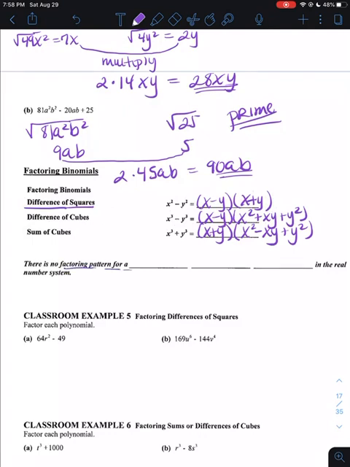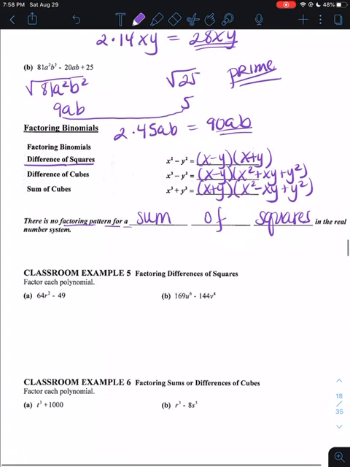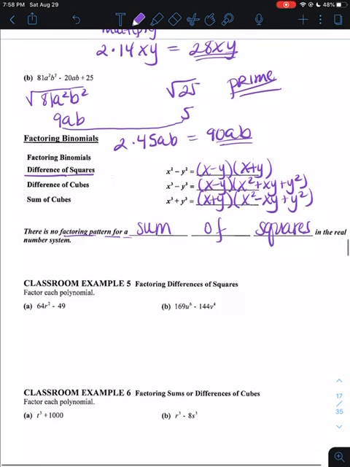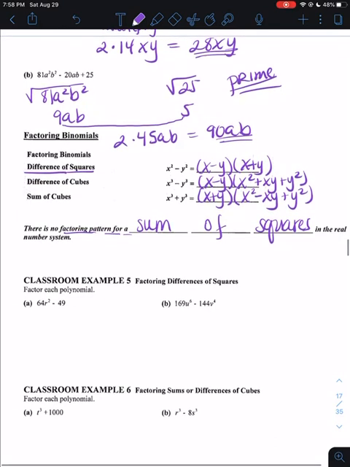There is no factoring pattern for a sum of squares. There's a factoring for difference of squares, but not sum of squares. So we're going to do example 5, and I'll pick up example 6 in the next video. So factoring difference of squares.